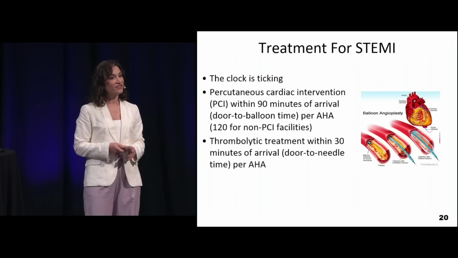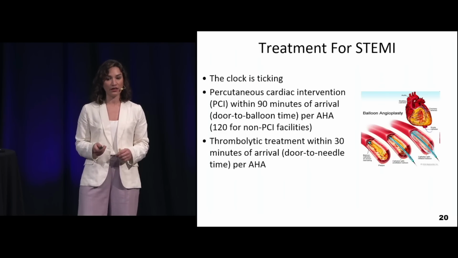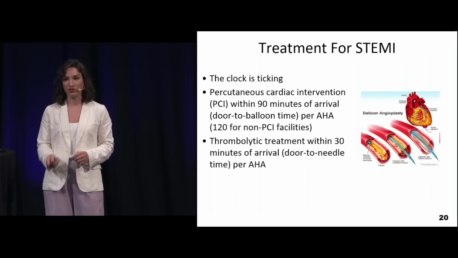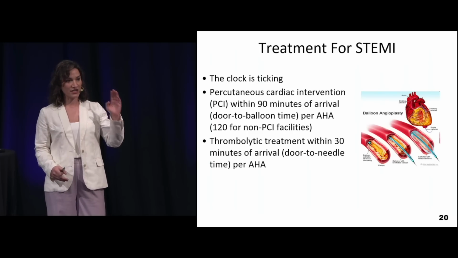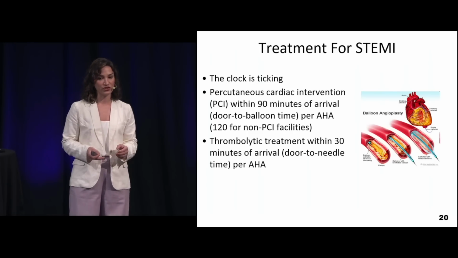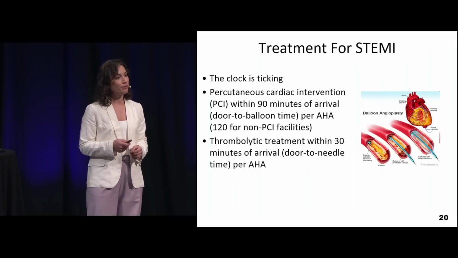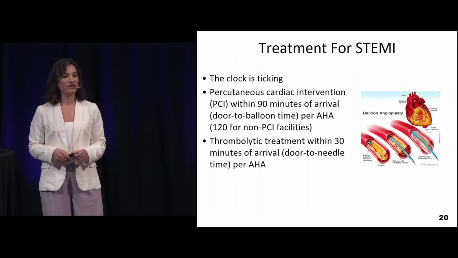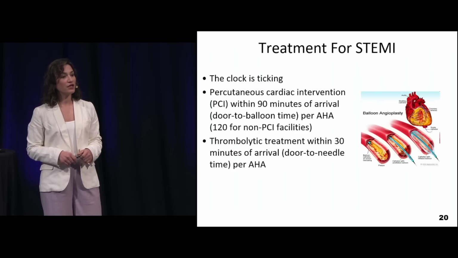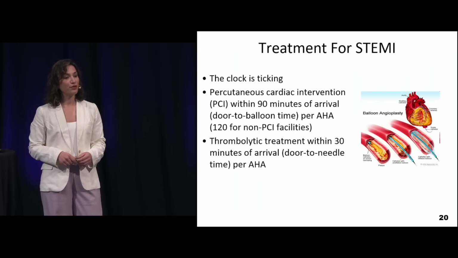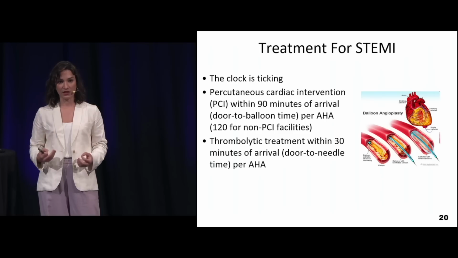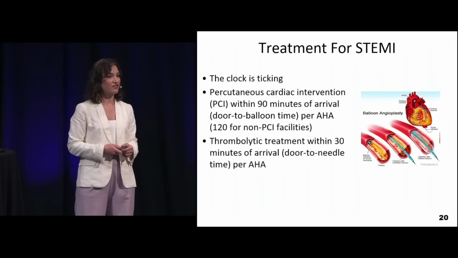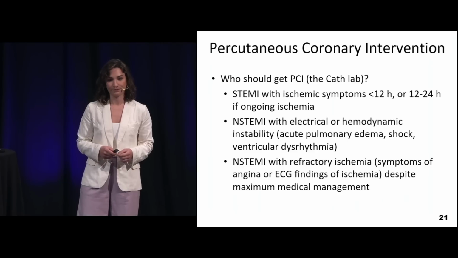And our goal is to get these patients to the cath lab so that they can get PCI within 90 minutes of arrival. As soon as they arrive, you've got 90 minutes. That's your door to balloon time. And if you're at a non-PCI facility, you need to transfer that patient. You get a little extra time. You have 120 minutes. If you're going to give thrombolytic treatment, you have 30 minutes from the time of provider meeting the patient. That's the door to needle time.